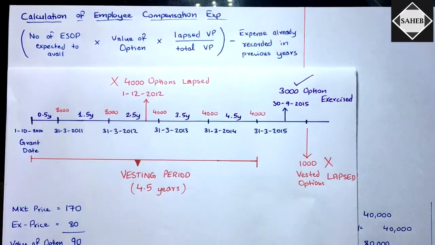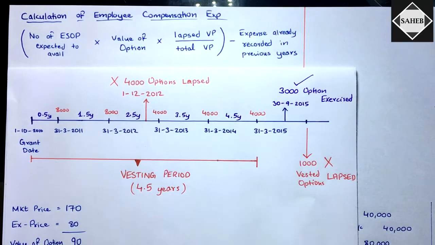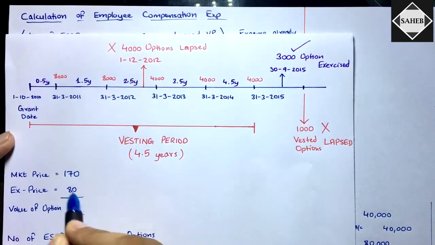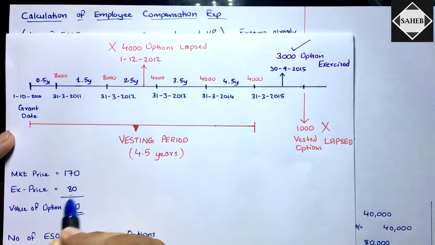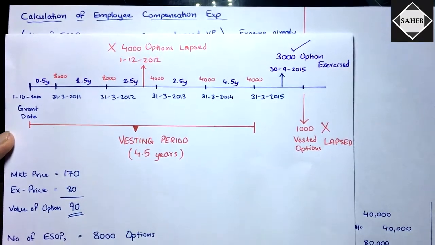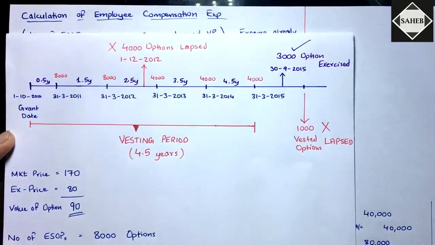What is employee compensation expense? It is the expense that the company is incurring because of ESOP. What is happening in ESOP? In ESOP, the company is offering options to the employees at very low prices. If it is offering at 80 rupees, that means it is giving a discount. A 90 rupees discount is being offered. So this 90 rupees discount is what? It is an expense. It's a discount, right? It's a loss to the company. So it has to go to profit and loss.